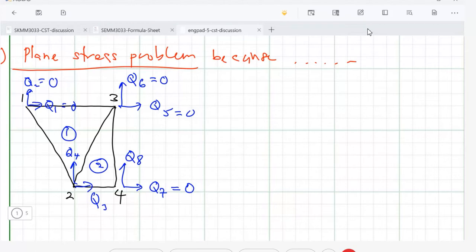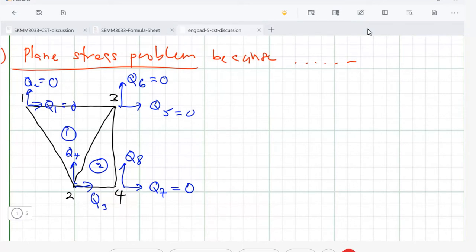How about the other things? Note, how about the loads? Okay, we know that at this point we have a concentrated load.